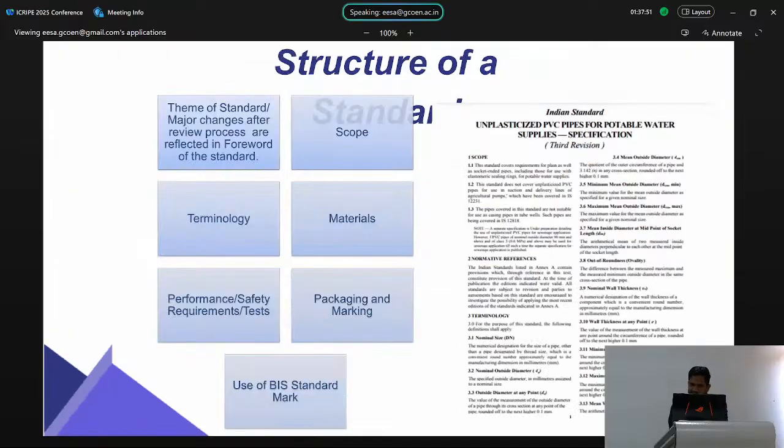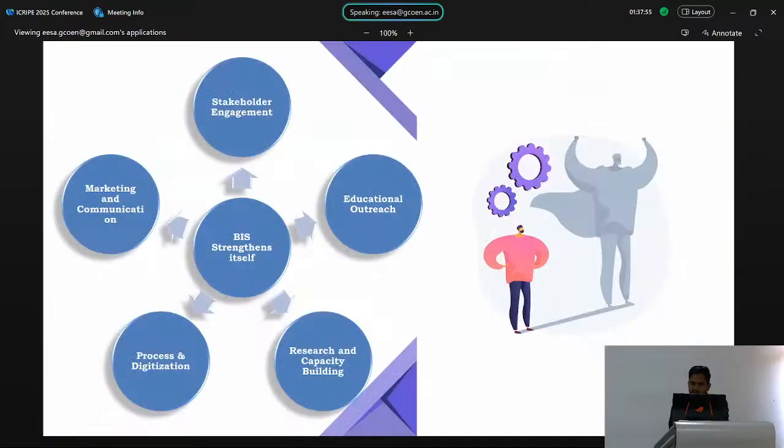Now, when a standard is prepared, for a product standard we generally give a brief idea in the foreword. We give a brief idea about why this standard is required and what recent changes are incorporated in the standard.